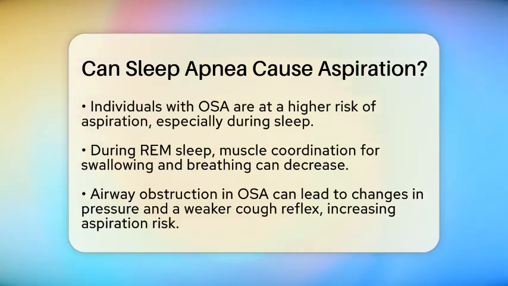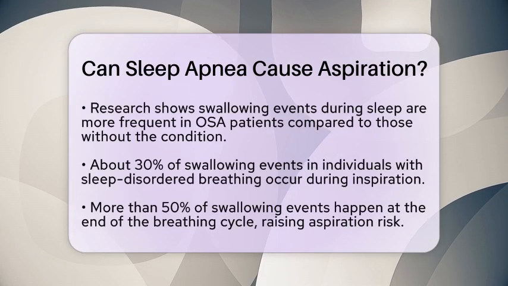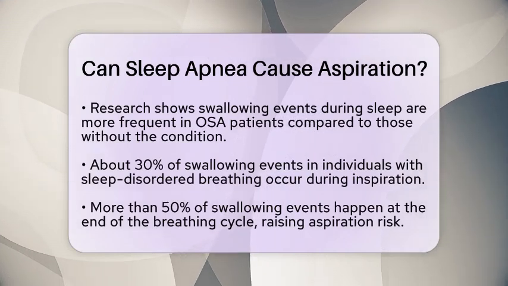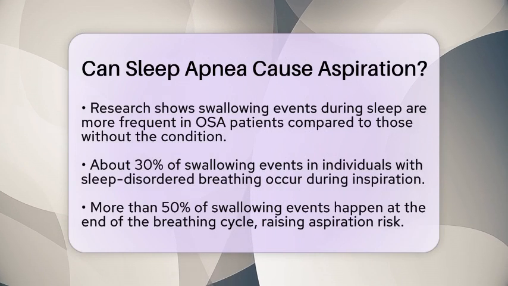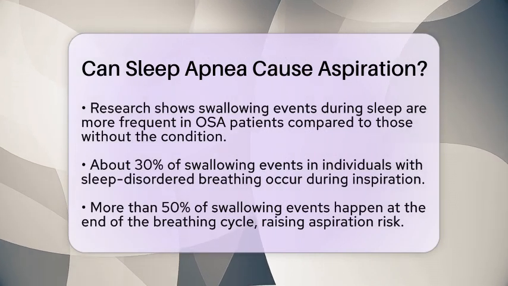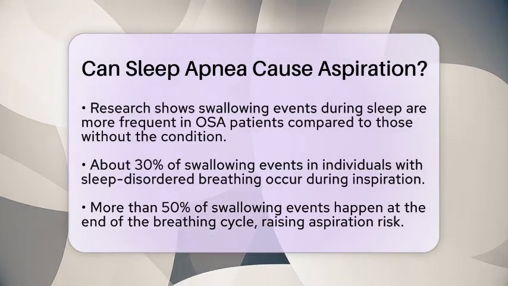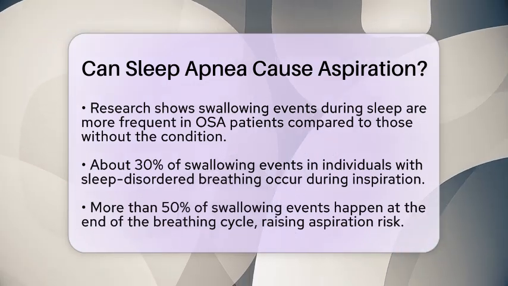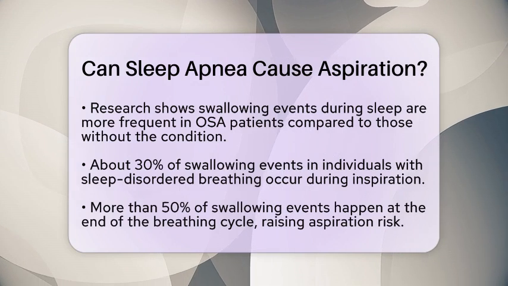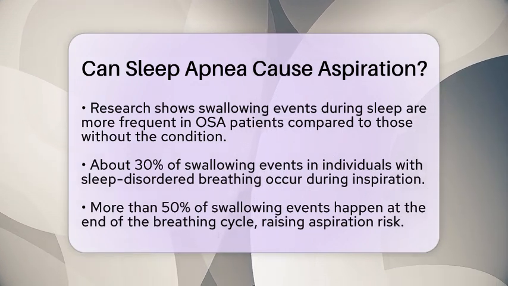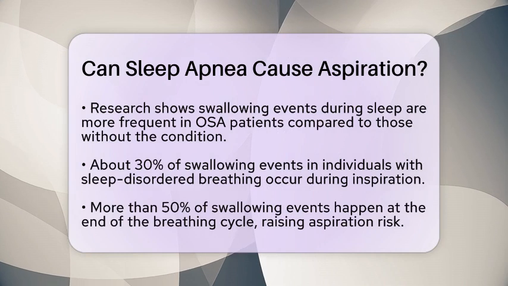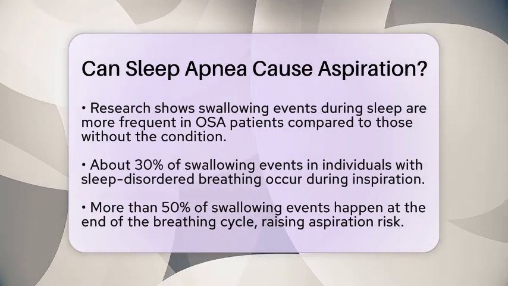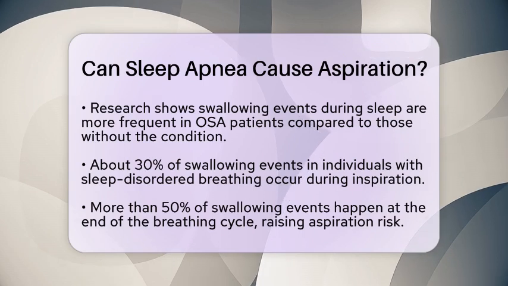Research has indicated that swallowing events during sleep are more common in patients with OSA than in those without the condition. These swallowing events can occur during both non-REM and REM sleep, and they are often associated with an increased risk of aspiration. For instance, about 30% of swallowing events in individuals with sleep-disordered breathing occur during inspiration, and more than 50% occur during the end-expiratory phase, which can increase the risk of aspiration.